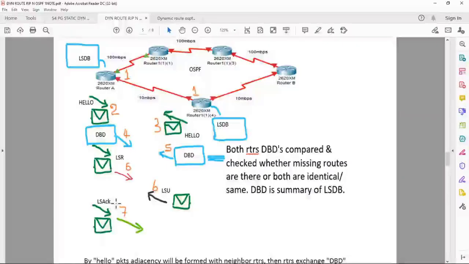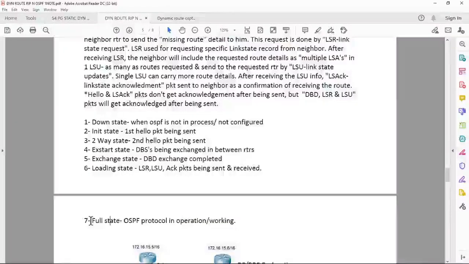So it will update its link state database. The same process is going to happen on the other routers as well, and neighborship has been formed. After the network convergence has occurred, it is going to be in the full state. So the OSPF protocol is in operation.